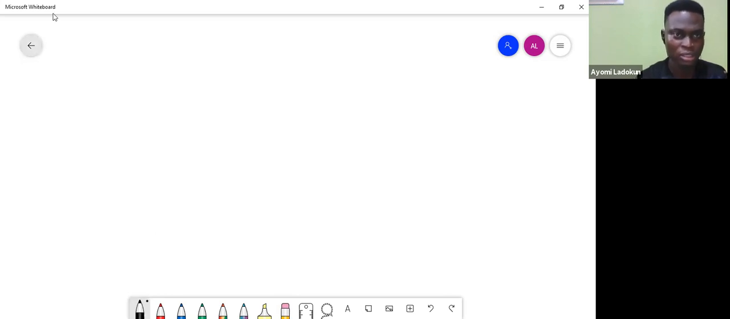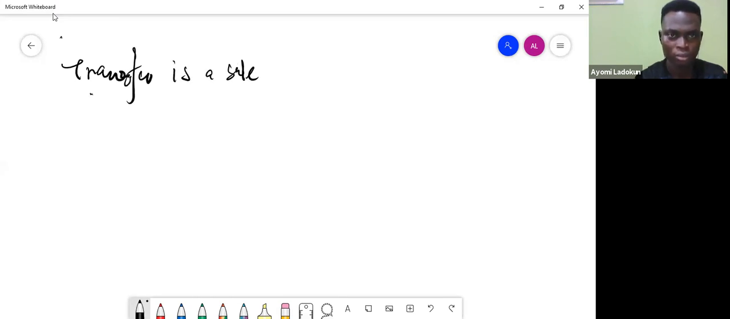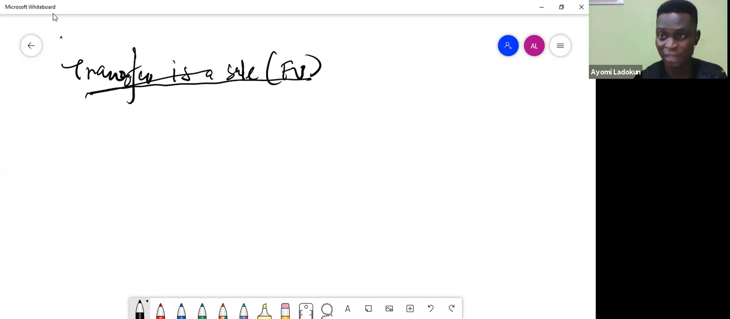So the sale, here we are saying transfer is a sale. So obviously, I sold at fair value. If I sell at fair value, I have to measure the right of use asset as a proportion of the previous carrying amount that relates to the right retained.